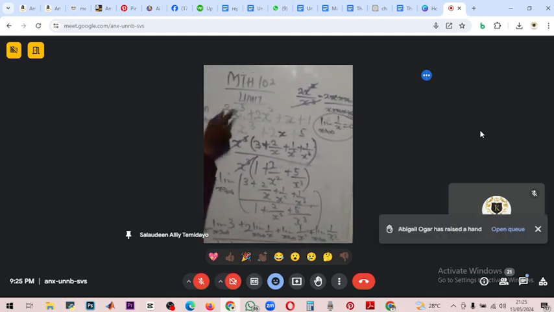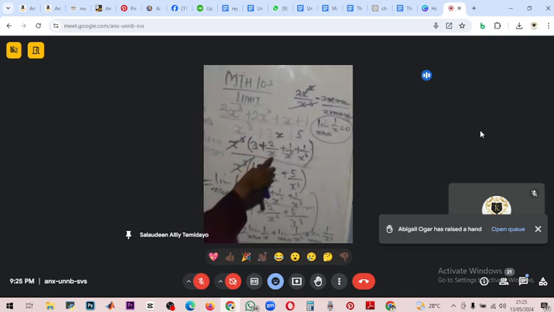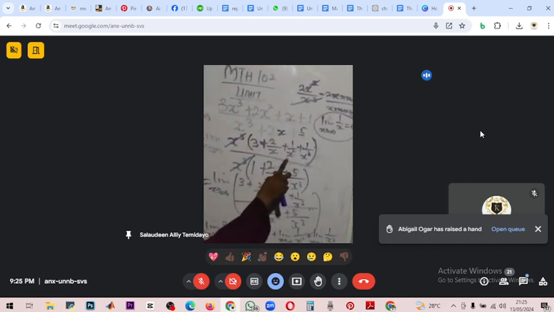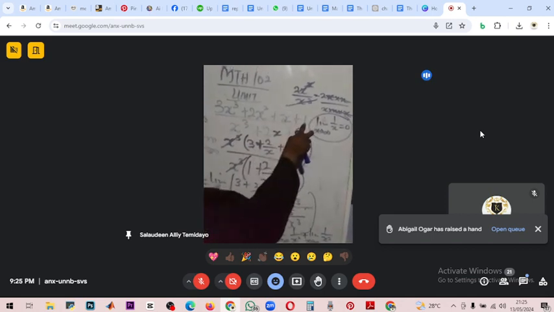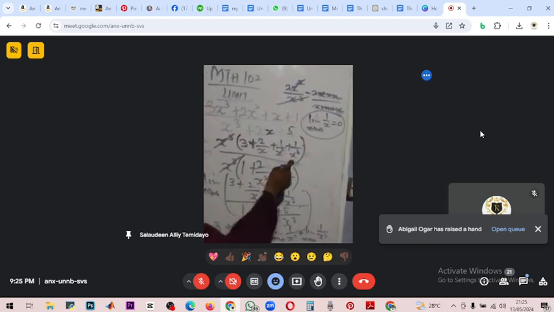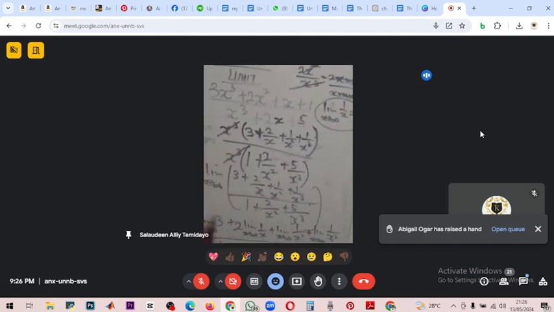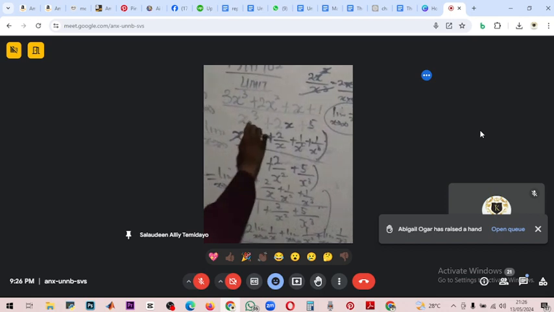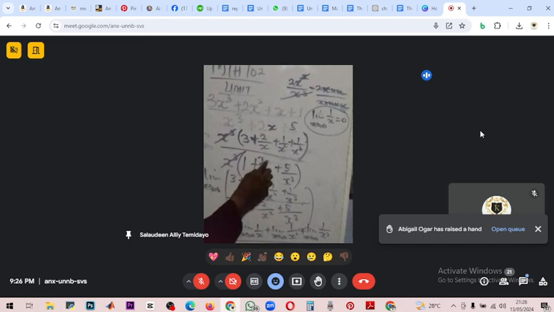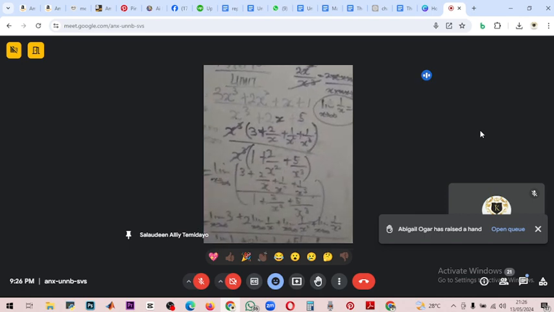Taking x cubed out of 3x cubed, we have 3 remaining. Out of 2x squared, we have 2 over x as a remainder. Out of x, we have 1 over x squared remaining. Out of 1, that is 1 divided by x cubed. Under the denominator, x cubed out of x cubed is 1. Out of 2x, that is 2x over x cubed, which is 2 over x squared, plus x cubed out of 5, that is 5 divided by x cubed.